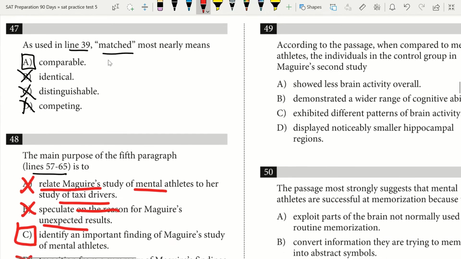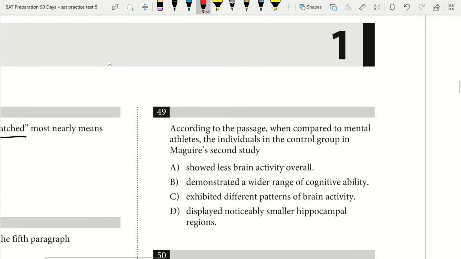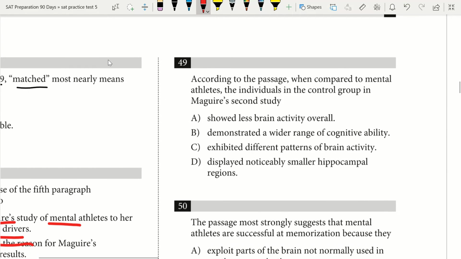Now let's take a look at question 49. According to the passage, when compared to mental athletes, the individuals in the control group in McGuire's second study do what? Well, we know that those individuals in the control group in the second study, compared to the non-control group, are exhibiting different patterns of brain activity. So our answer there is going to be C. And why do we know that?